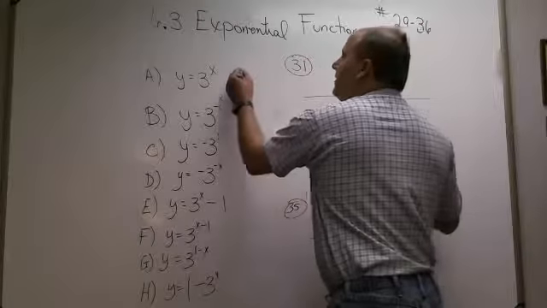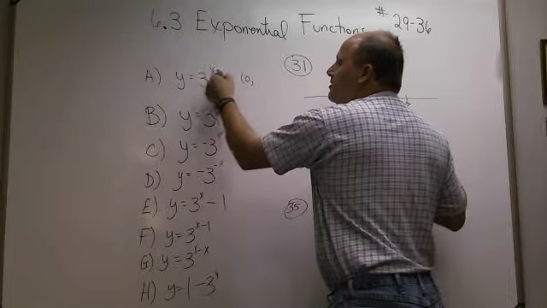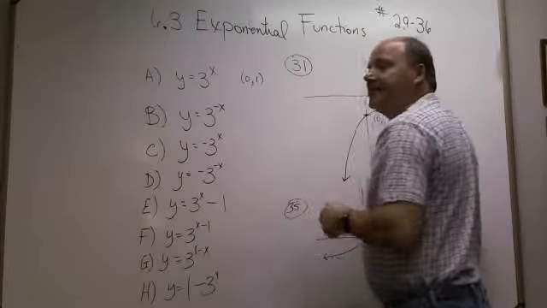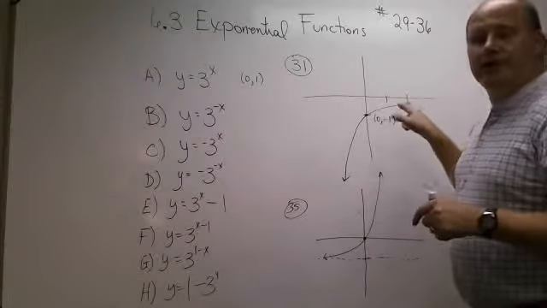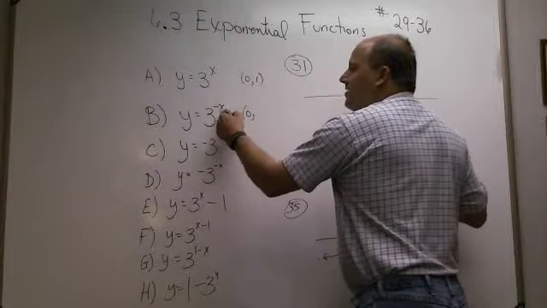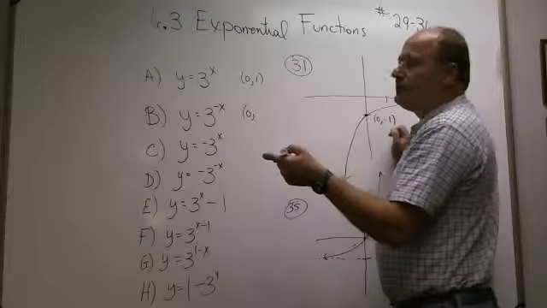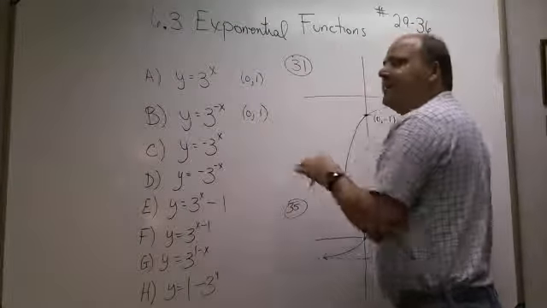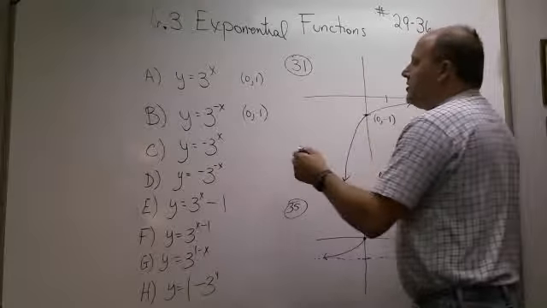If we put 0 in here, we get 3 to the 0, which is 1. Well, that's not it, so A is not number 31. If you put 0 into this one, 3 to the -0 is still 3 to the 0, which is also 1, so that's not it either. So we put 0 into this one.